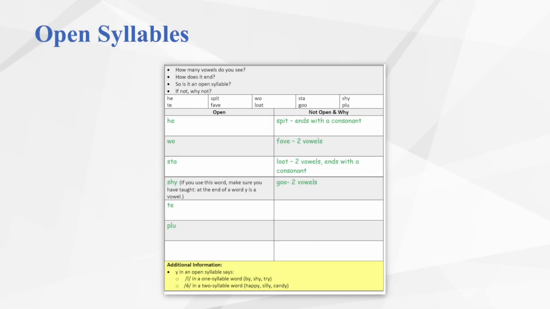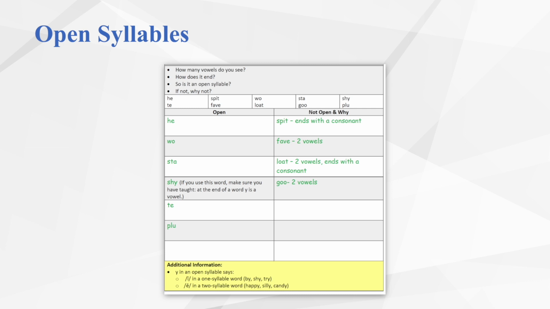worksheet. Looking at our completed sheet under the column Open, we see the following syllables or words: H-E, W-O, S-T-A, S-H-Y, T-E, and P-L-U. I want to caution you in using words that end with Y. Make sure that you've taught that Y says I or Y says E. Otherwise, it looks like the word ends in a consonant and doesn't contain a vowel, right? So we would read the ones that we know we sorted into open. He, woe, stay, shy, tea, plu.